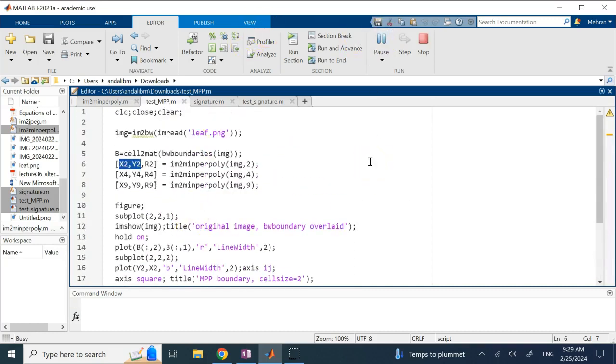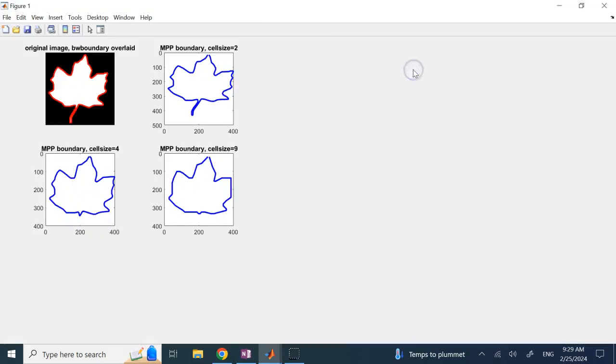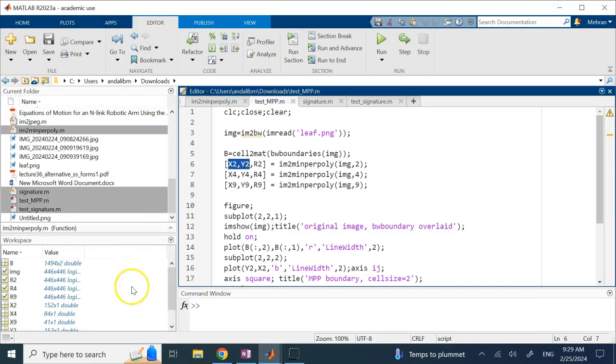So let me go ahead and run that for you so you can see the results, right? There we go, here. Okay, so here, original image, cell size 2, cell size 4, cell size 9. And it's interesting here on this tip point here, you lose some information, okay, if you use a bigger cell size. Now, one thing I want you to pay attention to is this. Look how many points your original edge map does have. 1494, about 1500 points is used to show that red edge map.